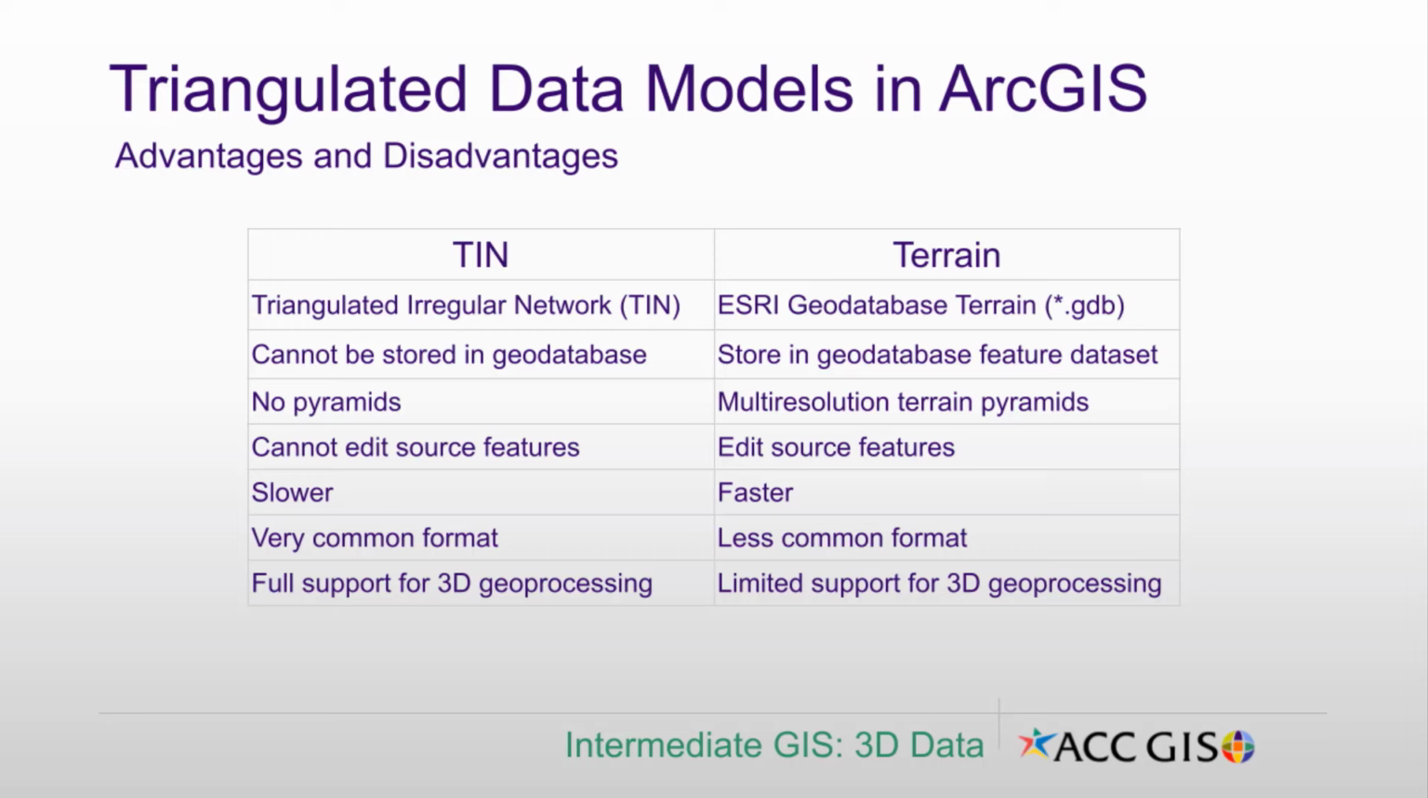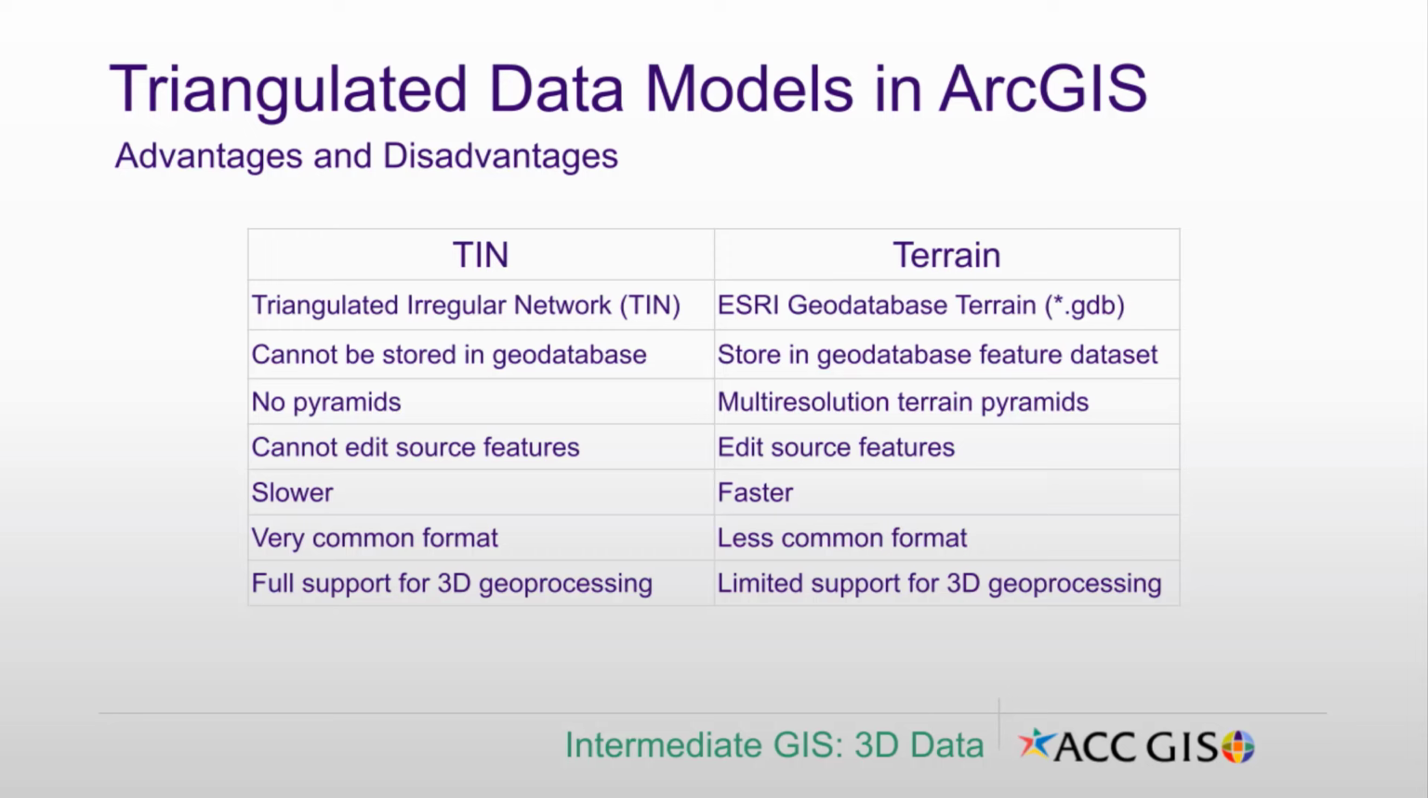A TIN cannot use pyramids. And so the resolution, whether you're zoomed all the way out or zoomed all the way in, it's going to draw every triangle on your screen. And if you have a very large extent that's high resolution, it's going to take a long time to draw all those triangles. In a terrain, you have the option to enable multi-resolution terrain pyramids so that you can speed up both your visualization of your triangulated network, but also any analysis or processing that you're doing.